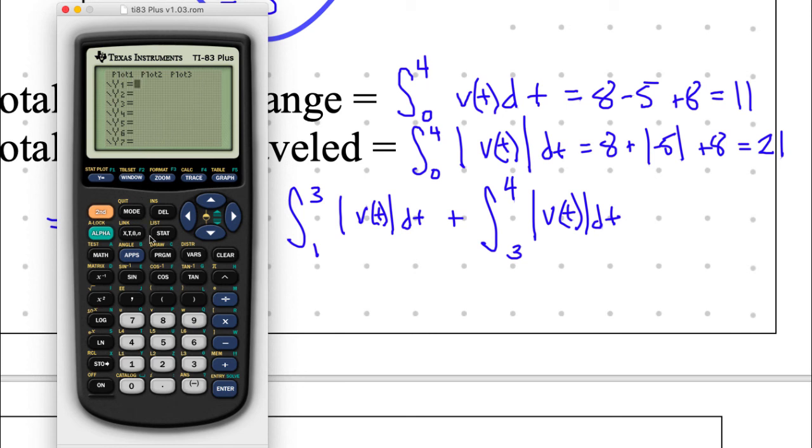So graph a sine wave, just do sine of x. And then let's do a window between, I don't know, negative pi to pi. By the way, pi is shift power, underneath clear. Where is pi? It's right above the division symbol. You have to do second, power of. So go from negative pi to pi and then zoom 0.